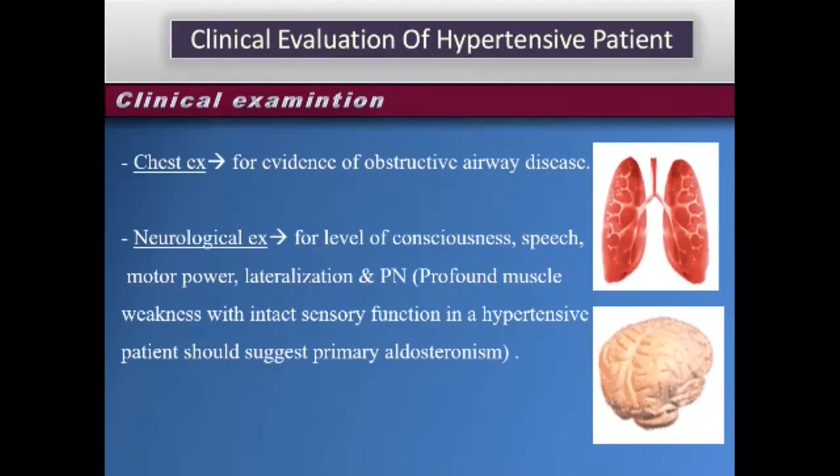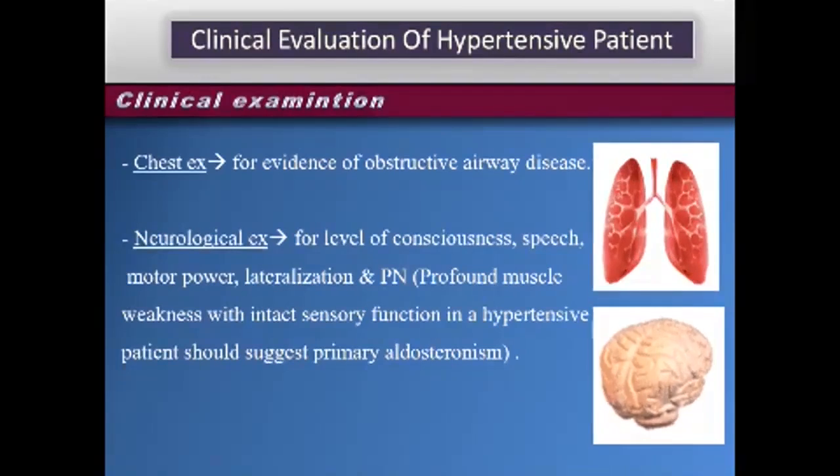If you have profound muscle weakness with intact sensory function in a hypertensive patient, you should suspect primary hyperaldosteronism.